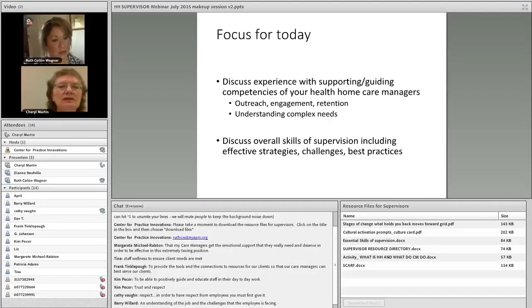And so we'll discuss the overall skills of supervision, including effective strategies, challenges, and best practices. And we'll be spending a lot of time in that. That's where we talk about different skills and how would you make that work with the folks that you serve. How are you doing that right now with your supervisees?